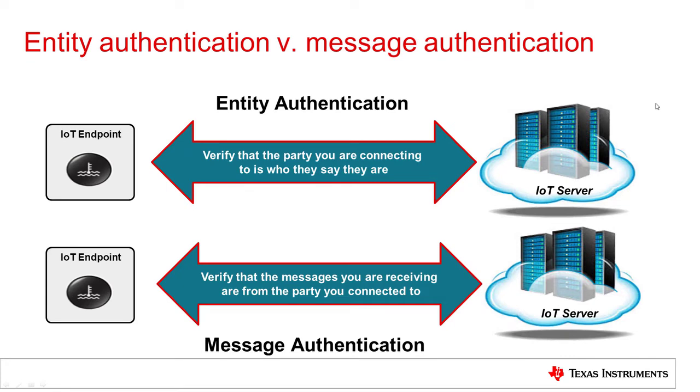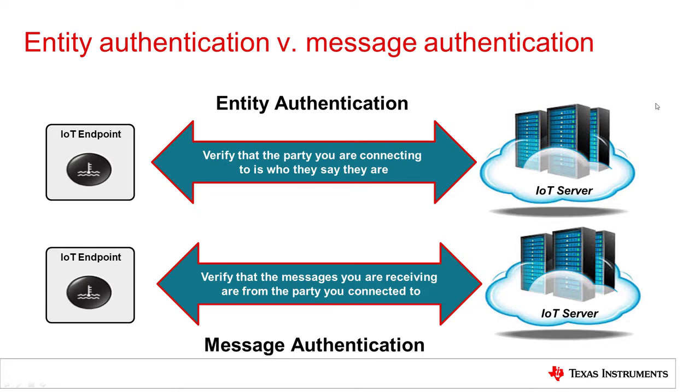Before we jump into the specifics of any particular type of encryption, I'd like to cover and explain one more important concept. That's the difference between entity authentication and message authentication. In entity authentication, you have your end device, such as a sensor, contacting a server, and the end device wants to know it's connecting to the real server it meant to connect to and not to some imposter, for example, who's mounting a man-in-the-middle attack. So entity authentication is a one-time operation done at the start of a communication session to establish, yes, I am connecting to the right party.